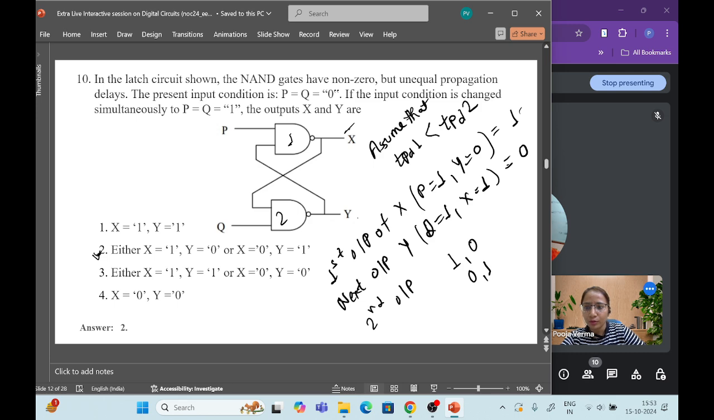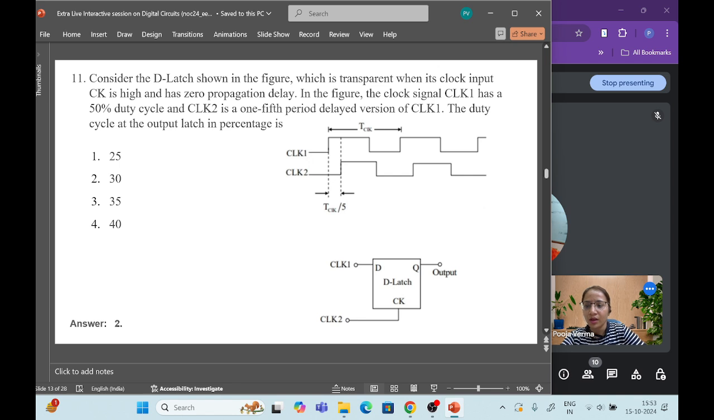Okay, so moving to the next question. Consider a D latch shown in the figure, which is transparent when its clock input Ck is high, and has zero propagation delay. In the figure, the clock signal CLK1 has a 50% duty cycle, and CLK2 is a 1/5 period delayed version of clock 1.